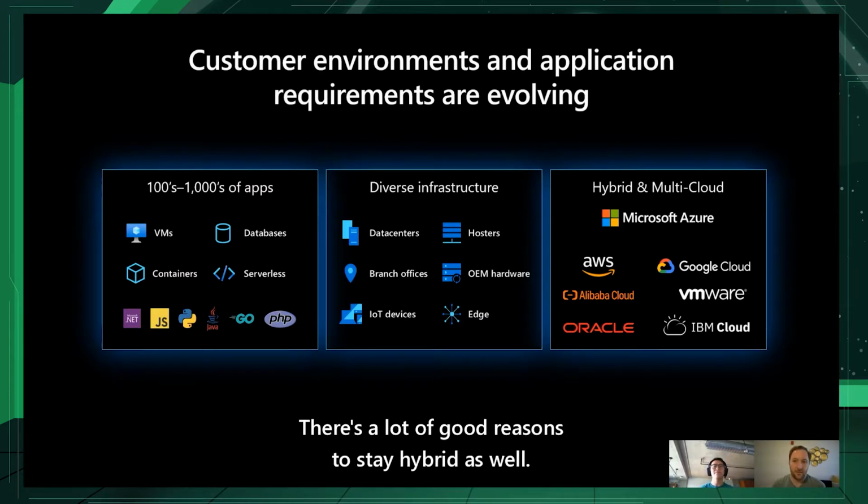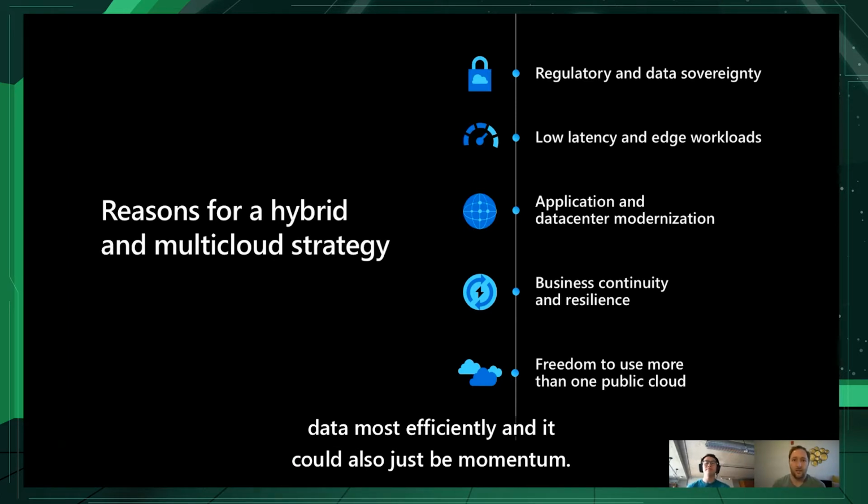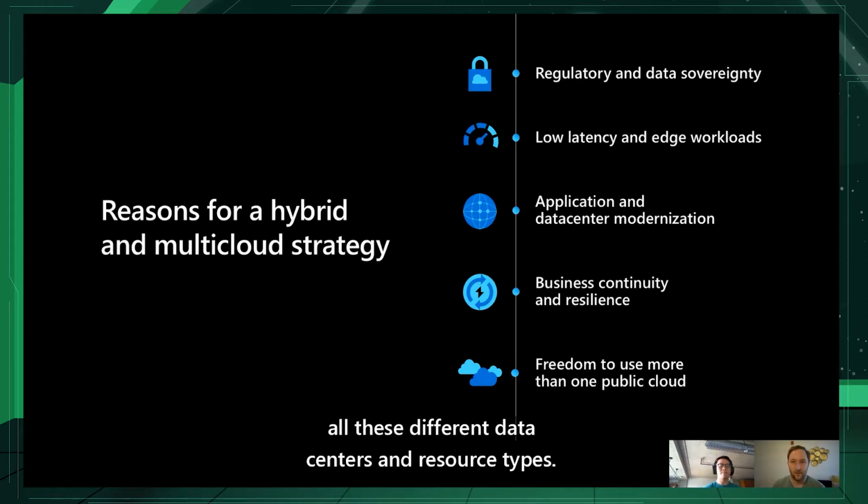And there's a lot of good reasons to stay hybrid as well. It could be regulatory requirements that drive this disparate set of locations. It could be latency, making sure that your application is running where it's ingesting and sending data most efficiently. And it could also just be momentum. That server may have been running there for 10 years. There's no reason to move it to the cloud just yet, so we're just going to keep it there until its hardware is end of life. All of these are great reasons to maintain a hybrid strategy, but it doesn't simplify the problem of how do you simplify management across all these different data centers and resource types.